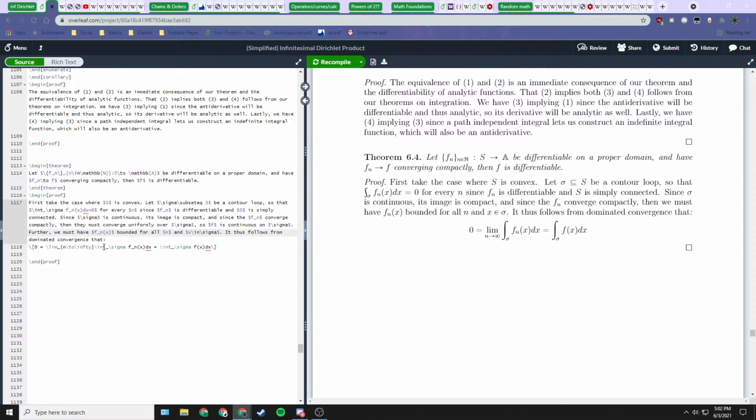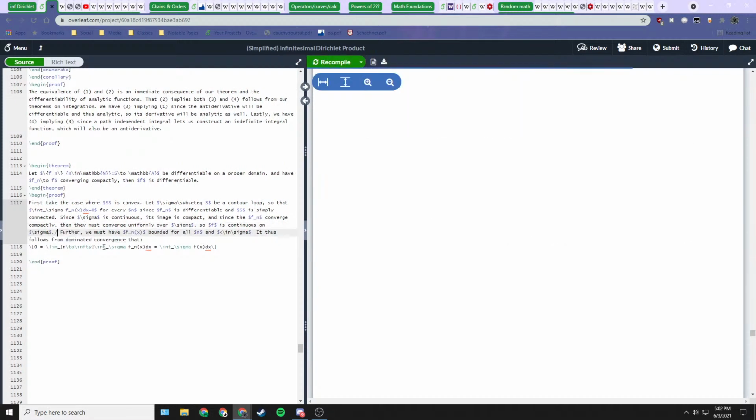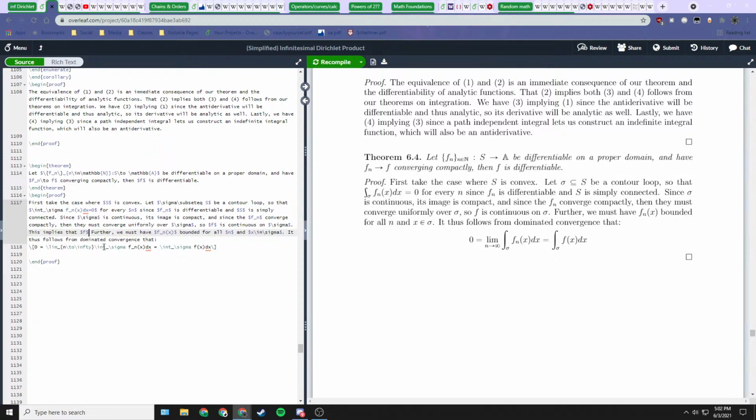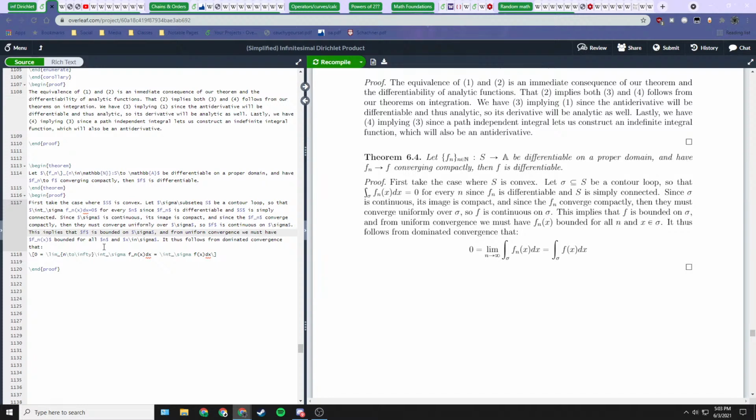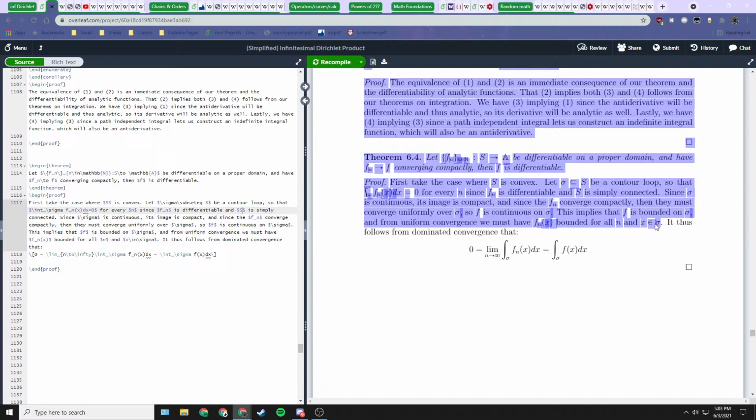Further, we must have the f sub n bounded for all x and n, since they are converging uniformly, and f is bounded. So we have uniform convergence on sigma. The f sub n are continuous and converge uniformly over sigma, so f is continuous. This implies that f is bounded on sigma, and from uniform convergence we also have f sub n bounded for all n and x in the image of sigma.